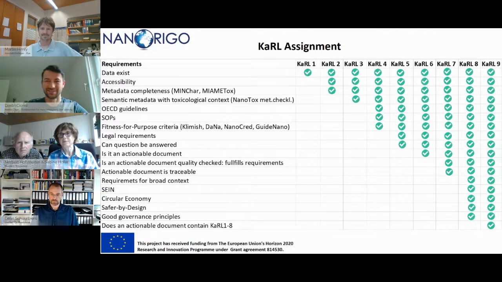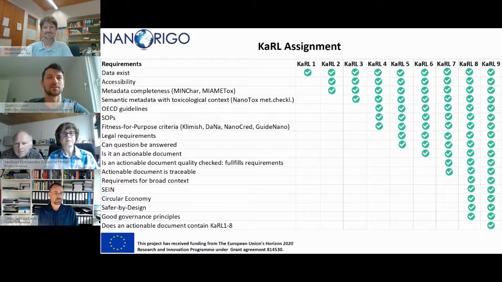Any ideas? Yes, perfect. Thank you, Burkhard. KaRL 1, it is KaRL 1 just because, as all of you know, materials and methods refer to metadata, and since it is lacking, we cannot assign it to KaRL 2. So it has to be KaRL 1 just because data exist, but they are not really complete. Now this is for the warm-up.